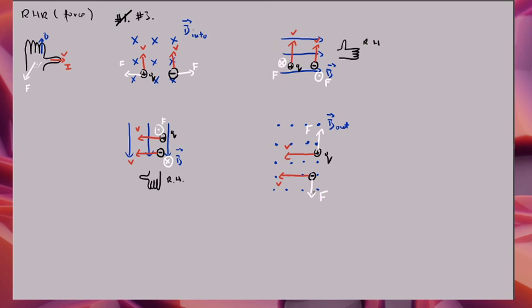All right, so those would be the 3 simple sample problems for determining the direction of the force on a charge in a magnetic field using the right-hand rule.